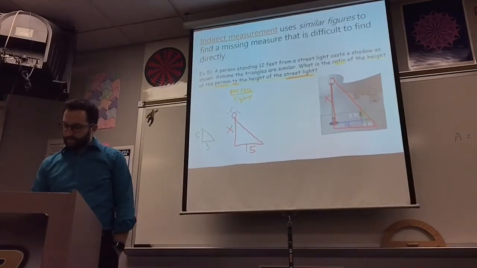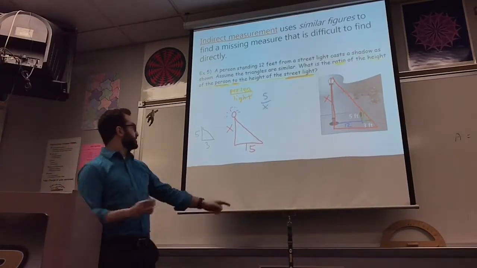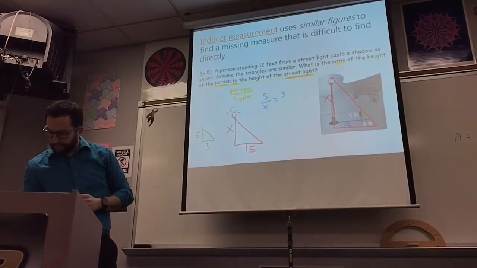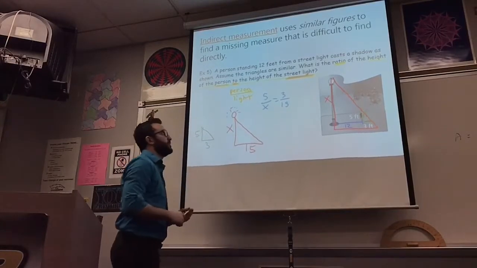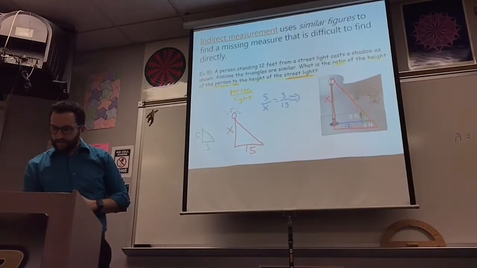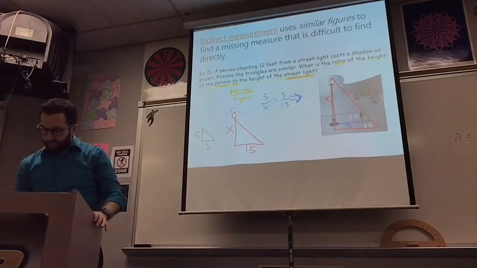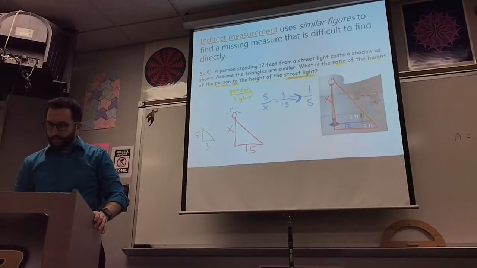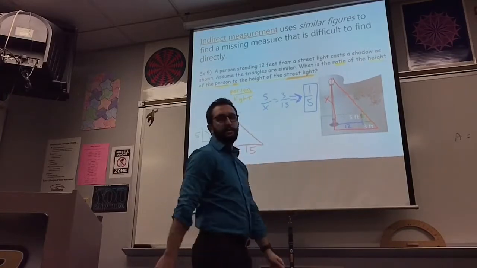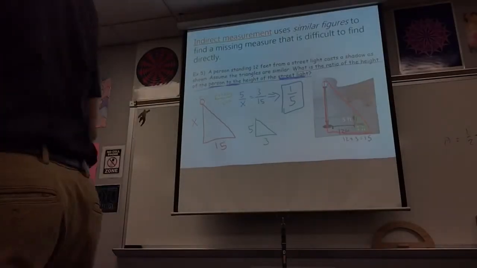Now I can set up my proportion. Person compared to light: my person is 5 to x, because these two are corresponding. They're in the same location. That should be equal to 3 over 15, because those are in the same location. That leads me to my ratio, comparing the two: 3 over 15. What does that simplify to? 1/5. Good. So the height of the person is 1/5 the height of the street lamp.